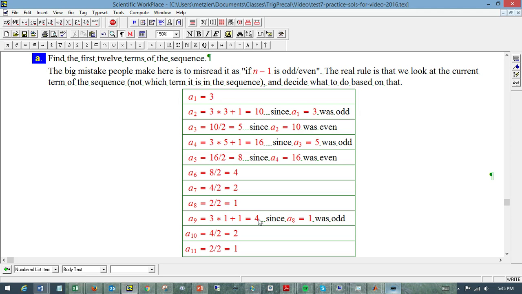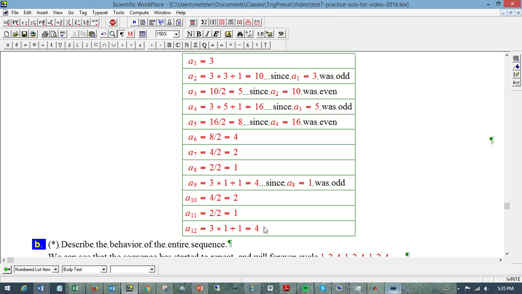Now that's interesting. We've seen that number before. And because this sequence only cares about what the value is, you're going to repeat the same thing. You're going to halve it and get 2, and then halve it again and get 1. And then what's going to happen? The next one is going to be 4 again, because now it's an odd number. You triple and add 1.